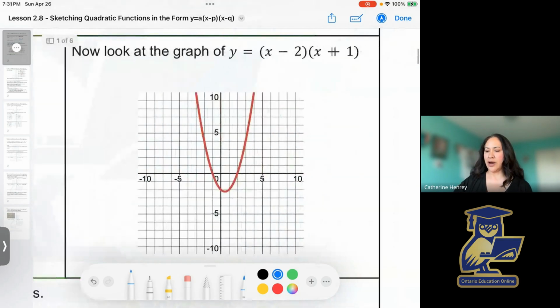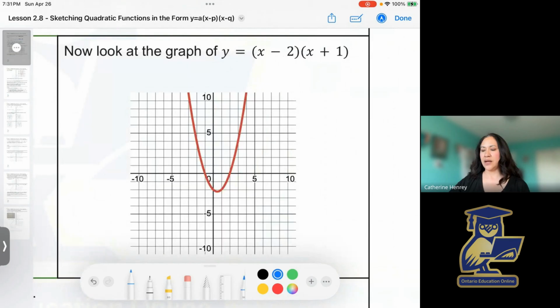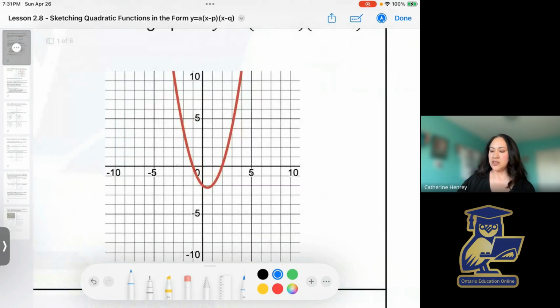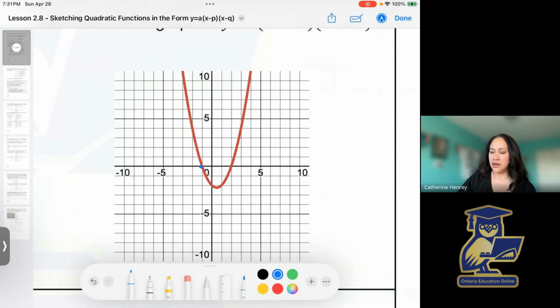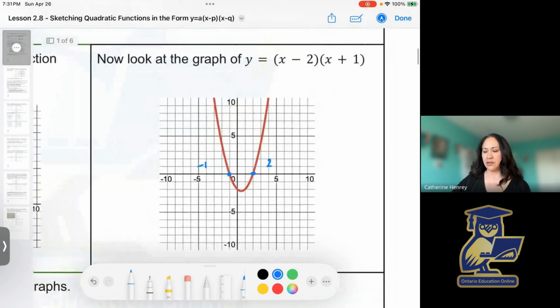And if we look at the graph of y equals x minus 2 times x plus 1, let's say you go to Desmos, so you take a look at that, or if you have a graphing calculator, you'll notice it's a little different. There are 2 points at which this parabola crosses the x-axis. It looks like this one is -1 and this one is 2. So you can see that there's a 1 here and a 2 here. However, they're opposite signs, and that's important to note.